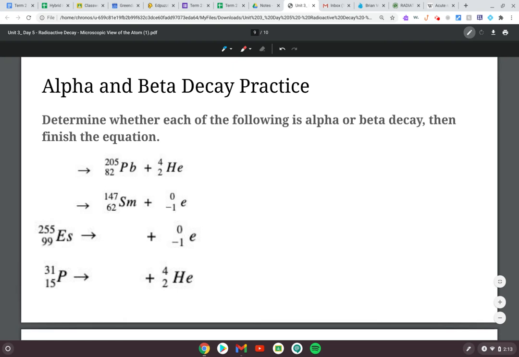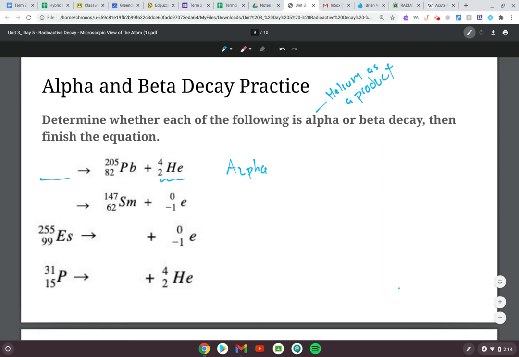So what I'm looking at here on the first one is I see that there is no original or parent atom, but I do see an element and another element on the other side. But the dead giveaway here is that helium is present, and helium as a product is a general giveaway that alpha radiation is occurring. So if you have helium as a product, it's alpha radiation. So I'm going to say that this is alpha radiation.